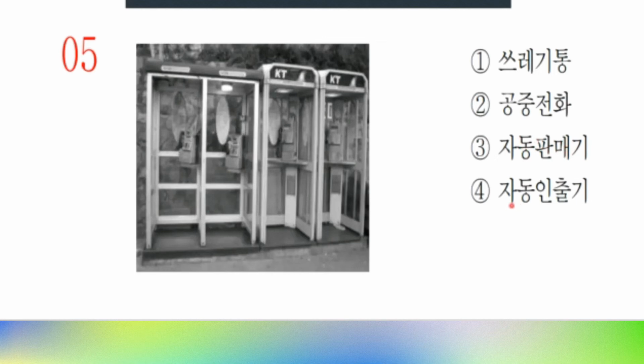Number 4 is 자동 ... 자동 is automatic in Korean. So, ito yung automatic ATM machine. So, hindi naman ito sa bangko. So, the sagot, the answer is 공중전화, public telephone.